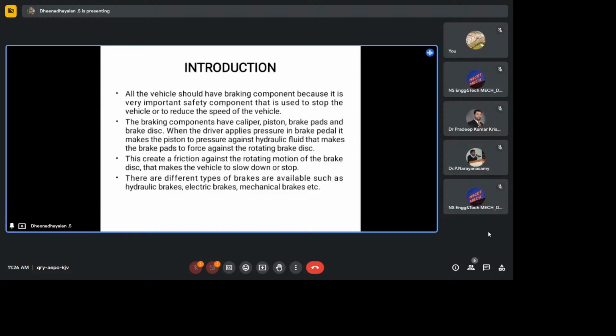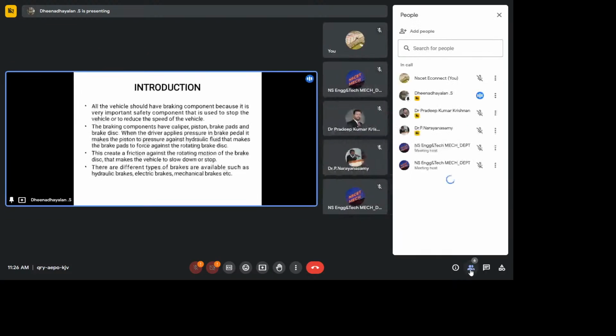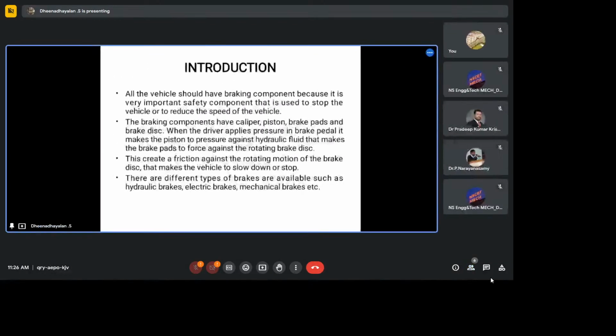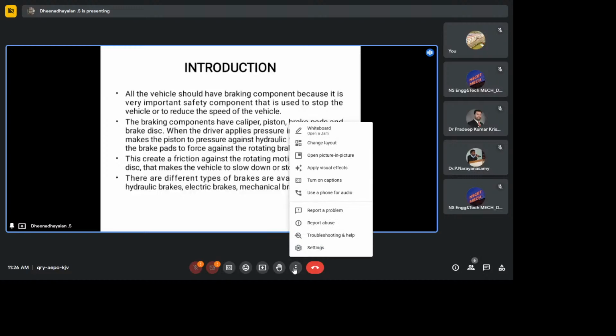When the driver applies pressure to the brake pedal, it makes the piston press against the hydraulic fluid, which forces the brake pads against the rotating brake disc. This creates friction from the rotating motion, so the vehicle stops or slows down. There are different types of brakes available: hydraulic brakes, electric brakes, mechanical brakes, and more.